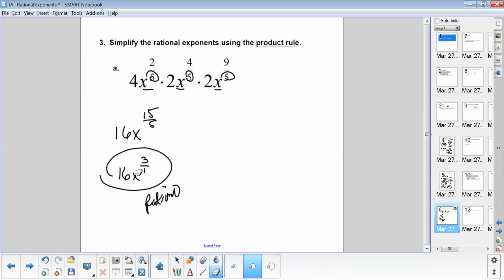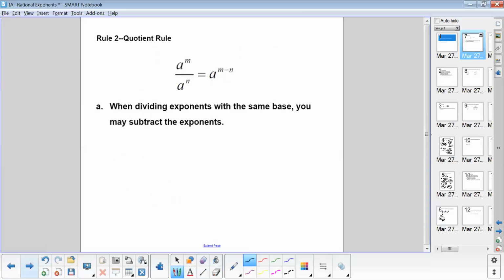However, that is not the format we have to write it in. We're going to leave it as, in this case, it happens to be an exponent that's an integer. So that's all with the product rule. And then we're going to look at the quotient rule.